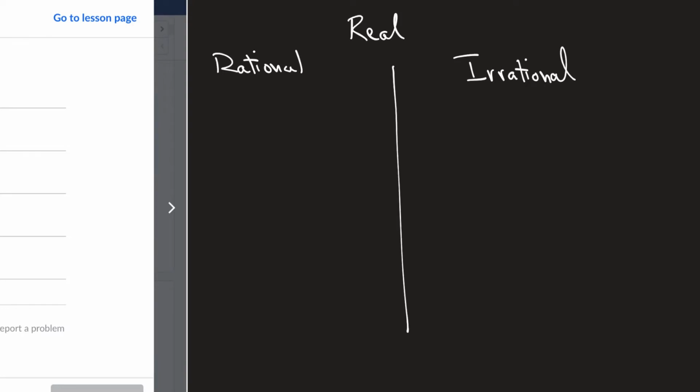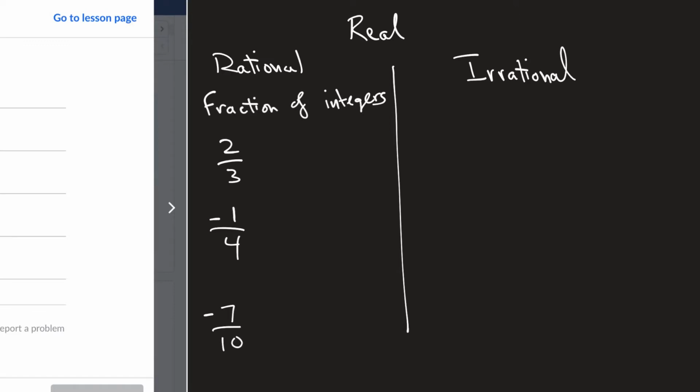Now, a rational number is really just a fraction of integers. An integer is just a positive or negative whole number. Like 2 is an integer and 3 is an integer. -1 is an integer because it's the positive and negative whole numbers, and 4 is an integer. I could take something like negative 7 and 10. So these are all fractions made of integers.